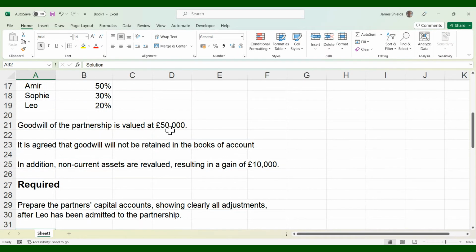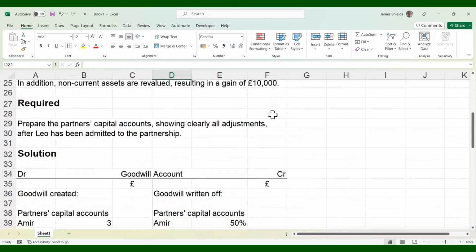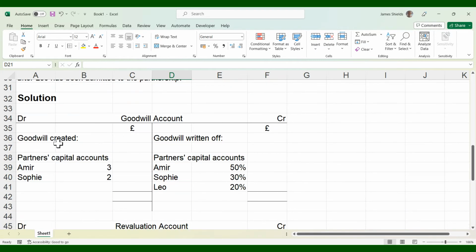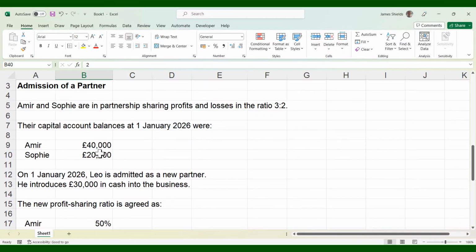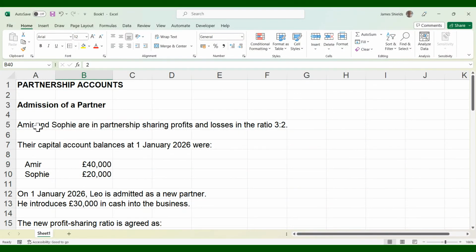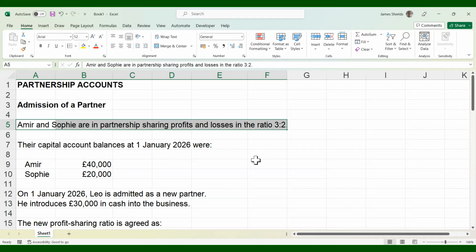If there's been goodwill of the partnership, we need to sort out the goodwill accounts. Now, in the goodwill account, we have goodwill created on the debit side and goodwill written off on the credit side. The goodwill created is split between the two original partners, Mia and Sophie, and their profit sharing ratio was 3:2. That was given to us in the question near the beginning: Mia and Sophie are in partnership, sharing profits and losses in the ratio of 3:2.